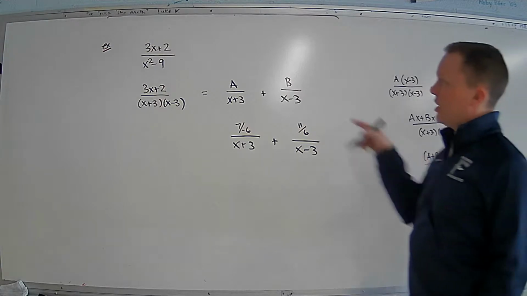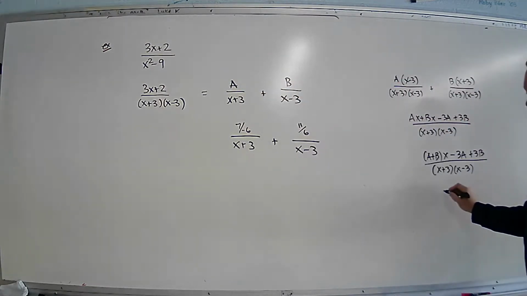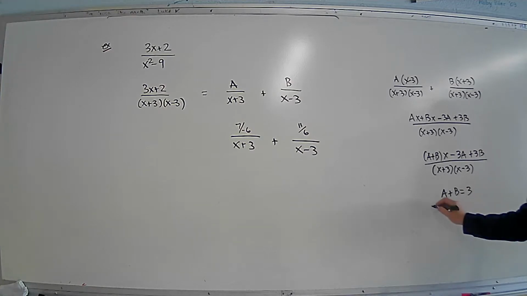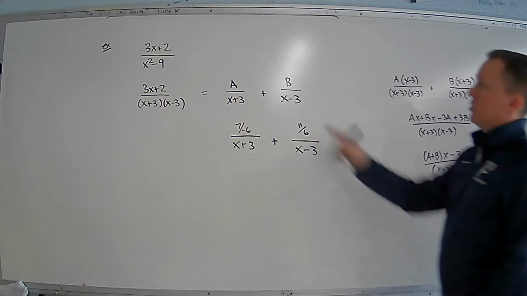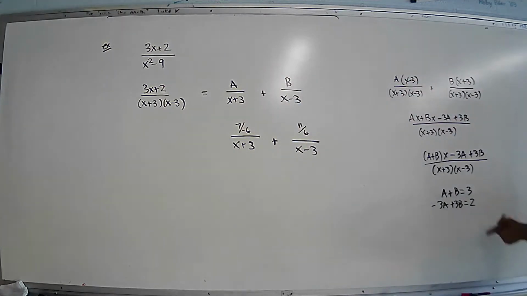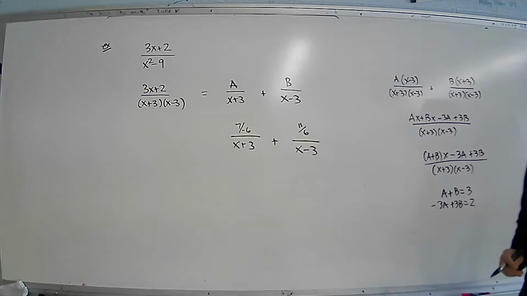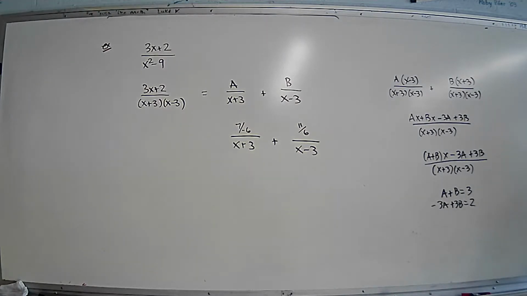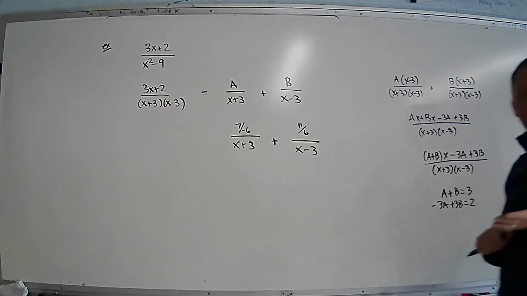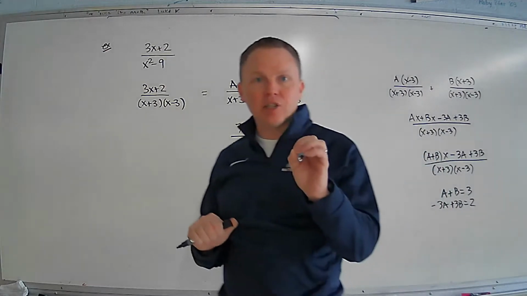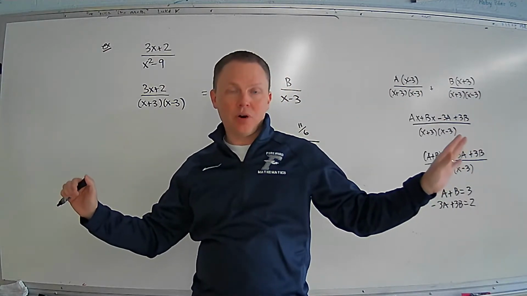So what's the coefficient on x in the original? 3. So A plus B has to equal 3. And then negative 3A plus 3B has to equal 2. If I solve this system of equations in two unknowns, if I was solving for A and B, I'm going to get negative 7/6 and 11/6. Okay? So that's an introduction on how you decompose a fraction into separate partial fractions.